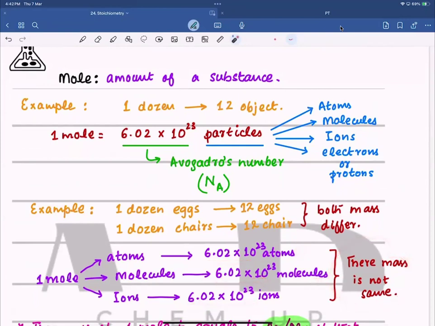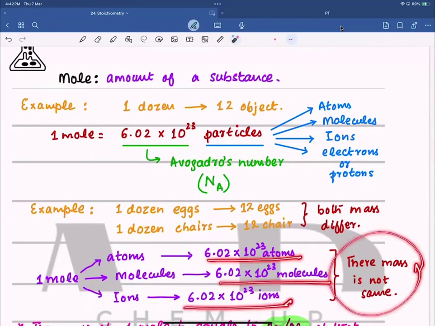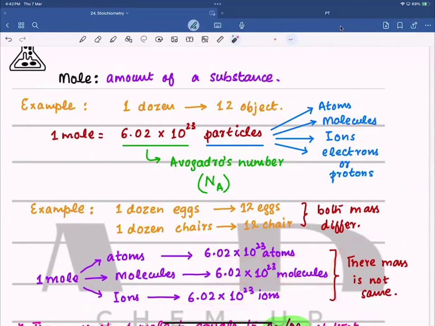For example, if I say 1 dozen eggs, there are 12 eggs. But if I say 1 dozen chairs, there are 12 chairs. But do both have the same mass? The 12 chairs have a relatively very different mass than the 12 eggs, but they both are 12, right? In the same way, if I have this much amount of atoms, molecules, or ions, it doesn't mean that their masses are the same. They are the same in quantity, in numbers, but they are not the same in mass. Is this understandable?